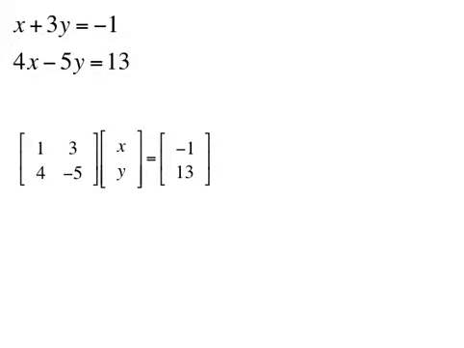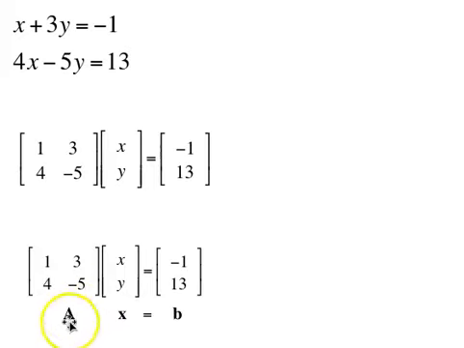Let's rewrite this system as a matrix equation. So the coefficients 1, 3, 4, -5 make up this first matrix. The variables x, y make up the second one, and the solutions -1, 13 make up the third. Notice, multiply the rows to the columns. 1x plus 3y would equal -1. 4x plus -5y equals 13. So we've rewritten this equation in matrix form.